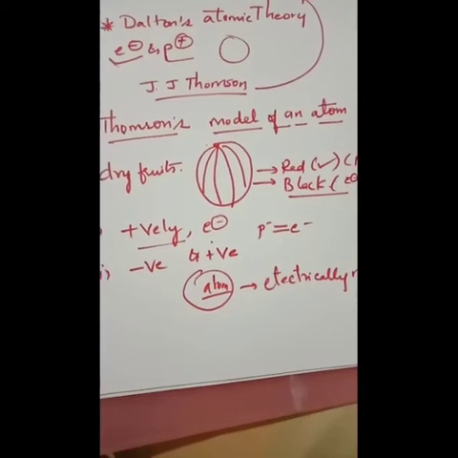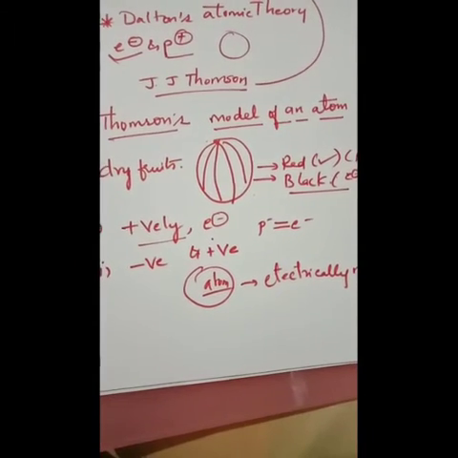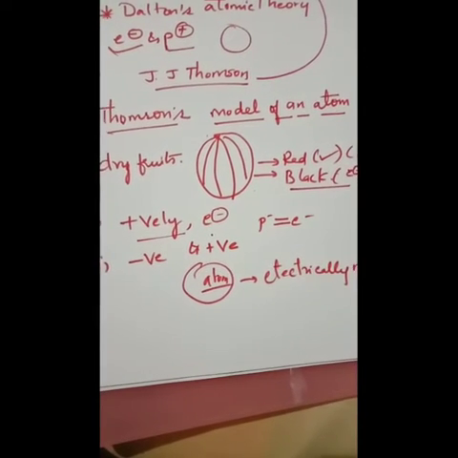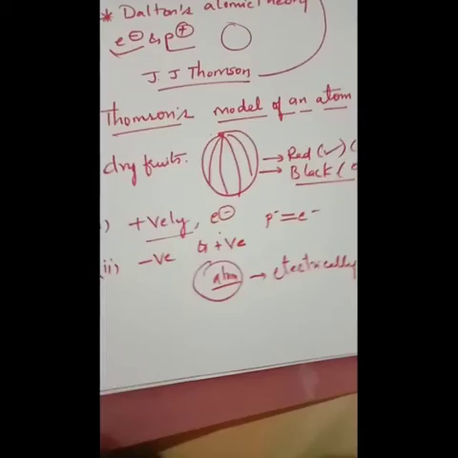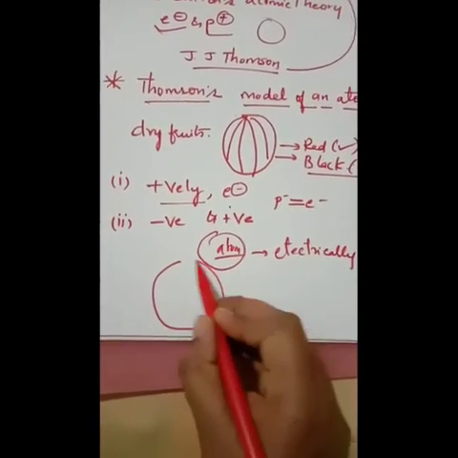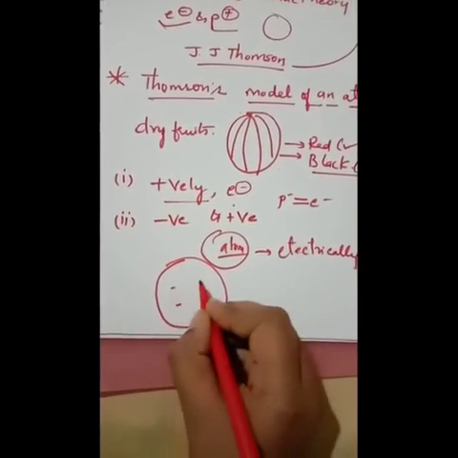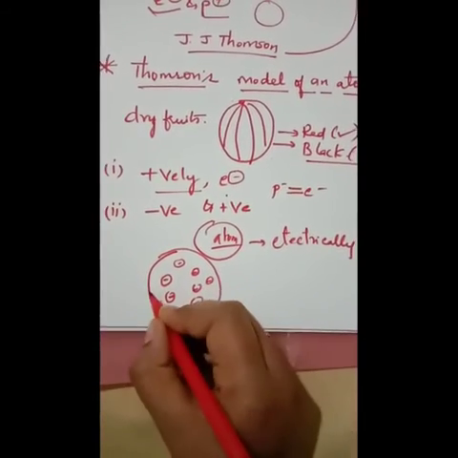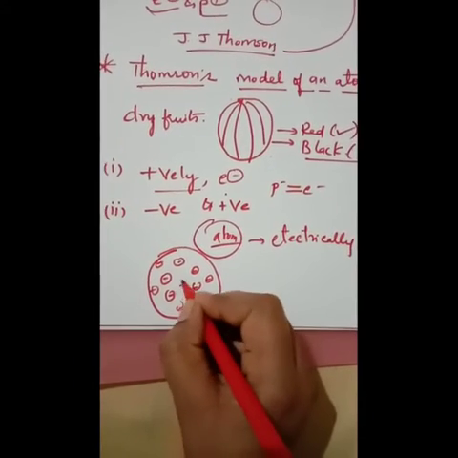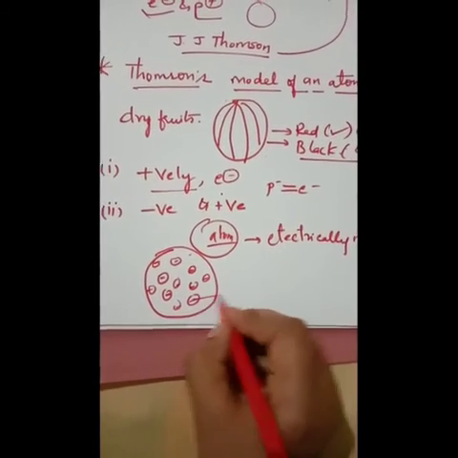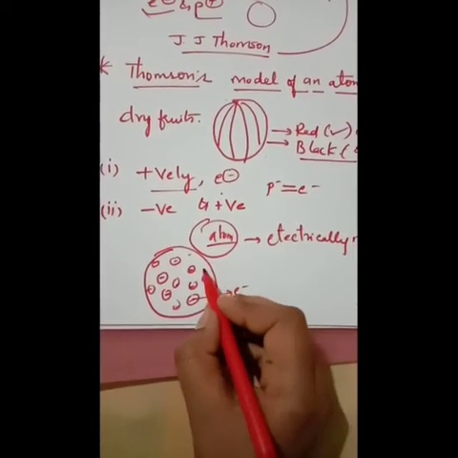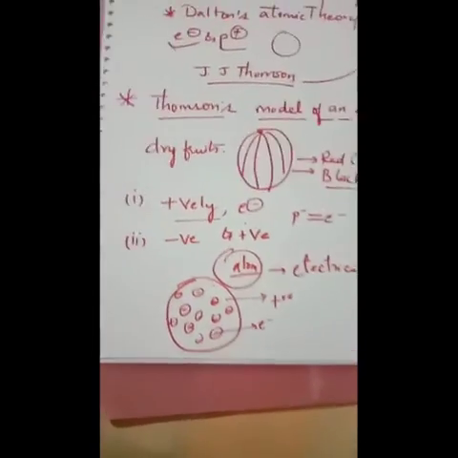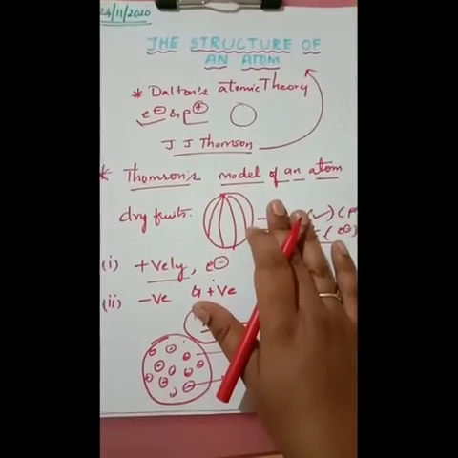Although Thomson's model explains that atoms are electrically neutral, the results of experiments carried out by other scientists could not be explained by this model. Just like this model: if this is an atom, you can see all the electrons are like seeds spread throughout the proton sphere. These are the electrons, which are negatively charged, and this part inside is the positive charge. This explanation was given by J.J. Thomson.